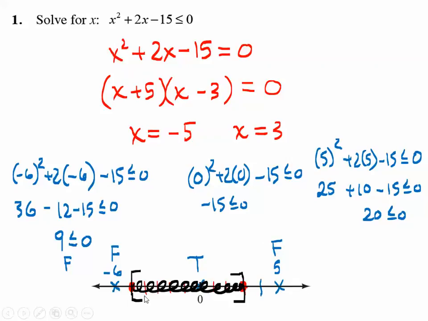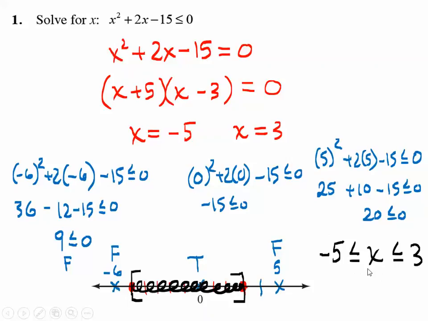Alright, so there's my graph of my answer. And the answer could be written in 2 different ways. Something called inequality notation, I think you know this already, and then something called interval notation. Let's do both here. Inequality notation: you're saying -5 is less than or equal to the number that I want, and the number that I want is less than or equal to 3. There's my inequality notation of this graph.